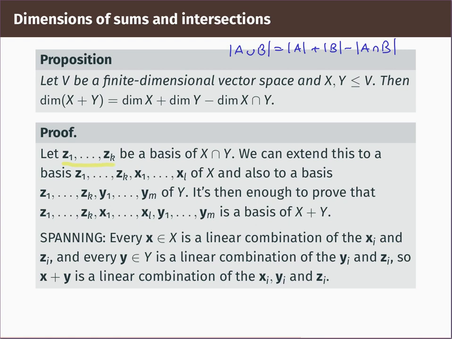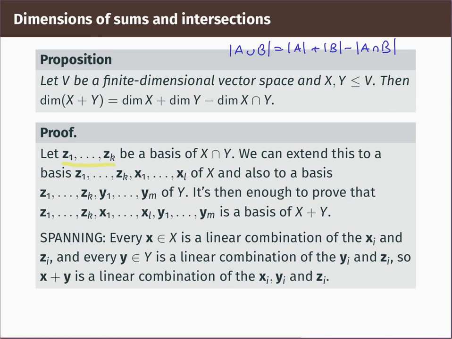This is a linearly independent sequence inside X, so it can be extended to a basis of X. So let's do that and introduce some notation for it. z1 up to zk followed by x1 up to xl will be a basis of X. Of course we can do the same for Y, so we get a basis z1 up to zk, then y1 up to ym of Y, and then it's enough to prove that the z's, x's and y's together form a basis of X plus Y.